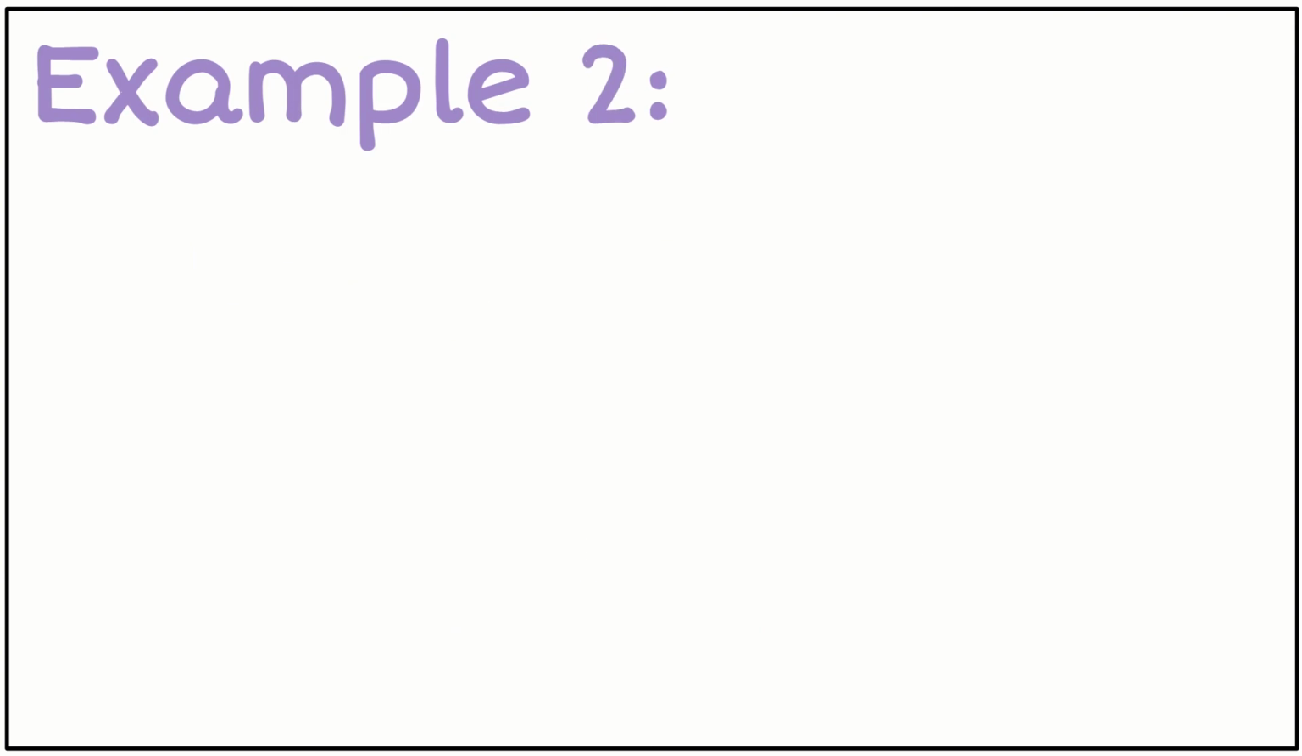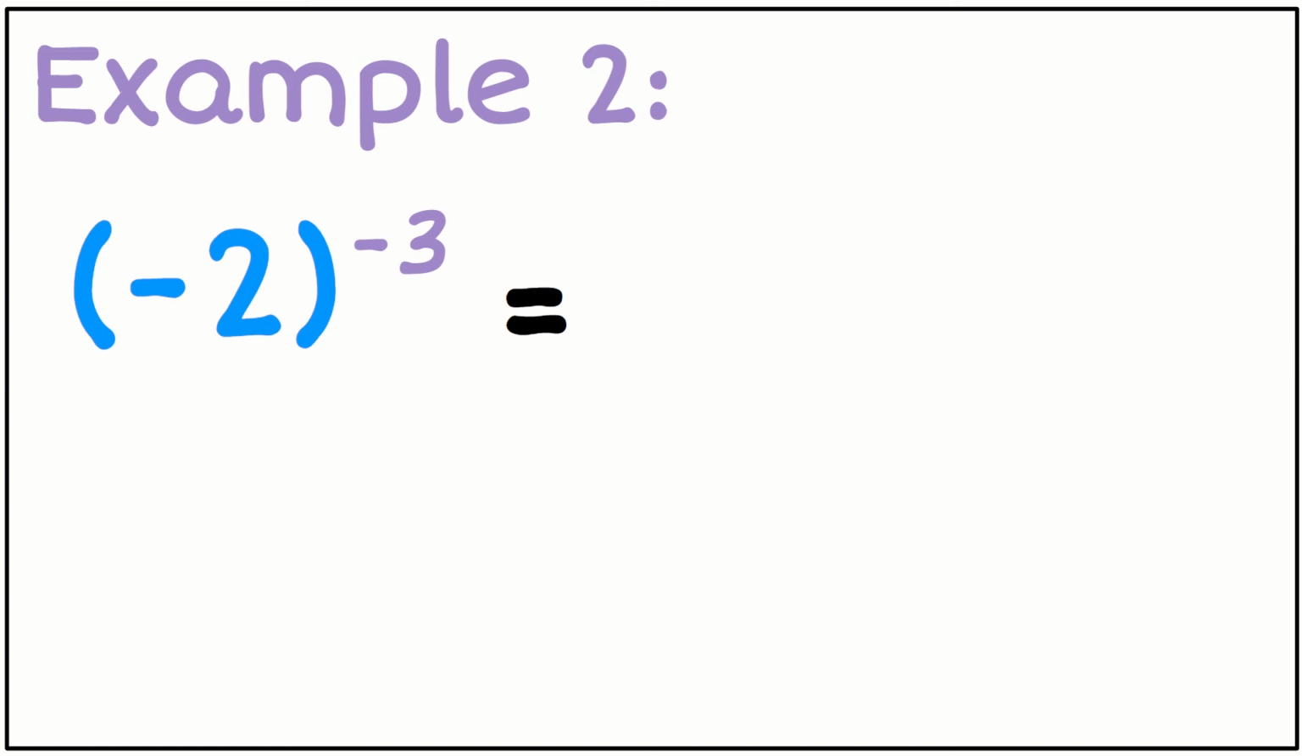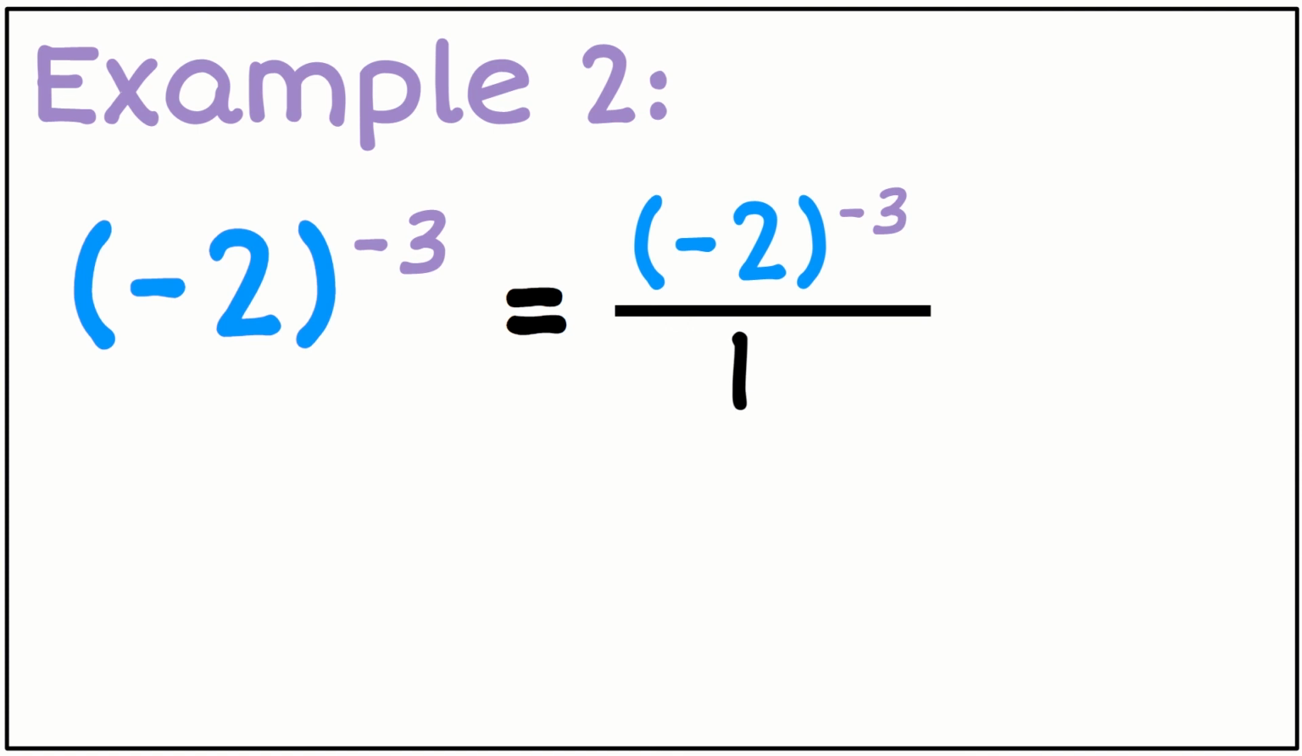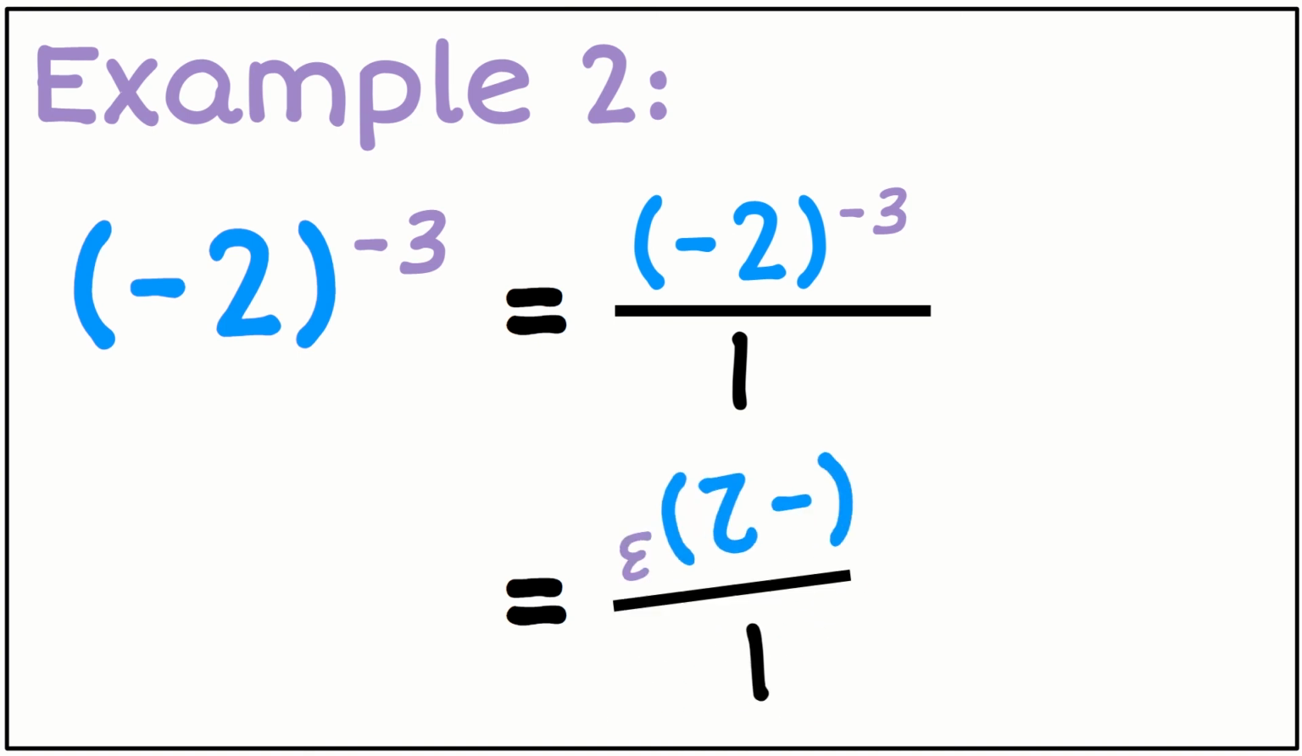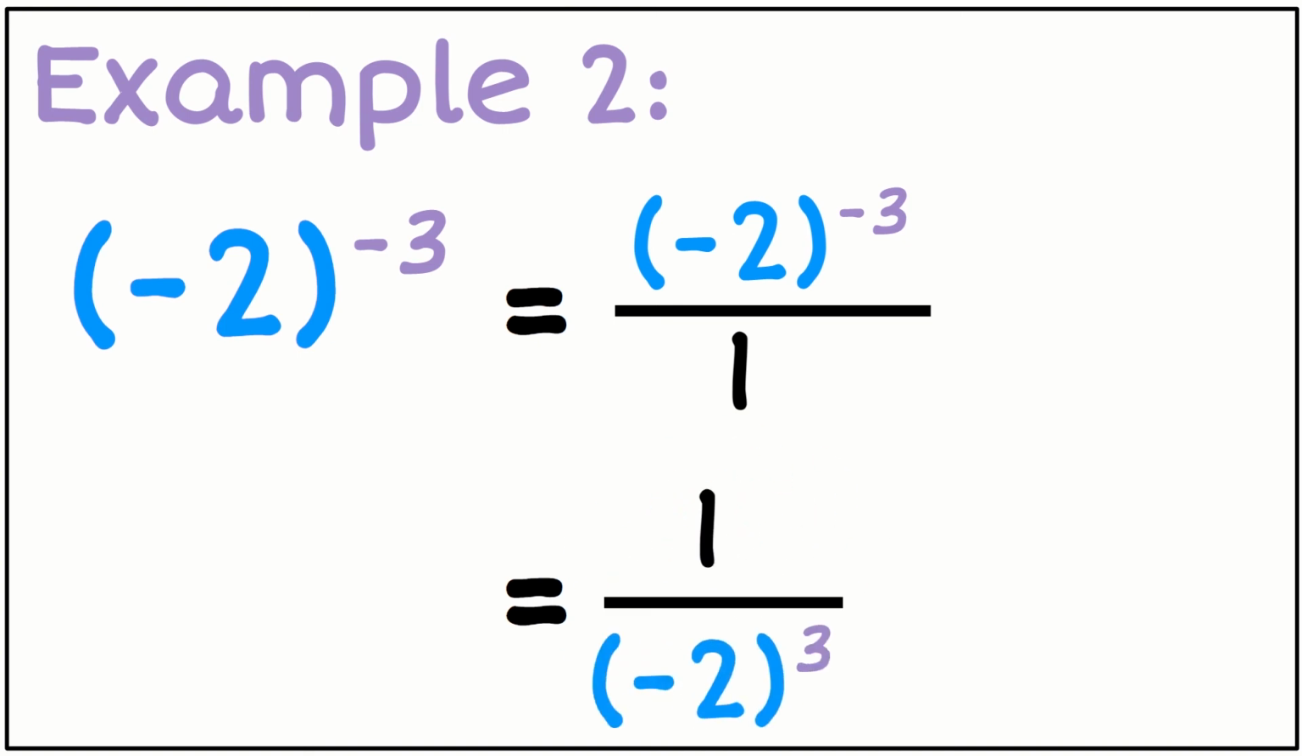Let's look at a second example now. So negative 2 to the power of negative 3. So I need to write this as negative 2 to the negative 3 over 1. So write it divided by 1. Now I'm going to do my reciprocal. So I'm going to turn that fraction upside down. And then remember that changes to a positive power. Now I can work out what that means.